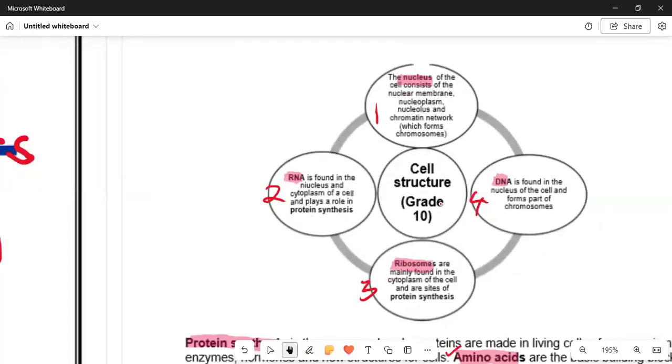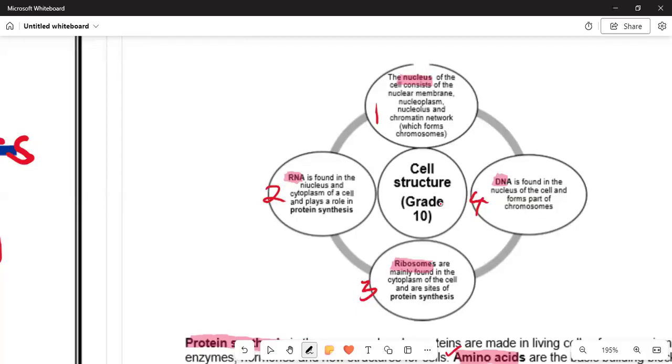And then number two, we have talked about the structure of the RNA and DNA, and then where is it found? RNA is found on the nucleus and the cytoplasm of the cell, and it plays a role in the protein synthesis. So we are talking about the protein synthesis, of which later we will describe the translation and the transcription process.